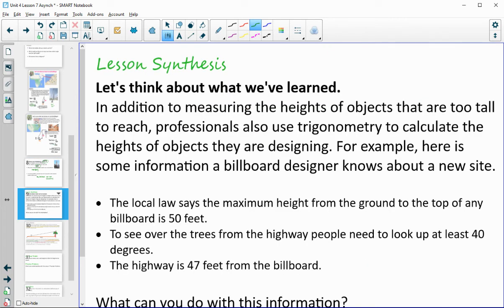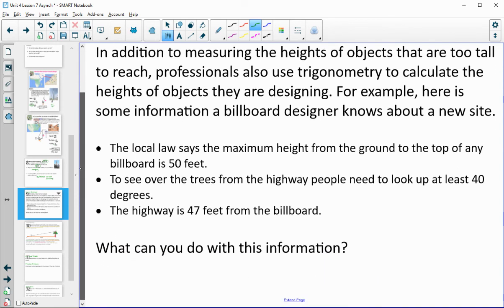All right, so the lesson synthesis, so kind of combining everything we learned. So in addition to measuring the heights of objects that are too tall to reach, professionals do use trigonometry to calculate heights of objects that they're designing. Okay, so here's some different things, some information that a billboard designer would need to know about a new site. So thinking about the local law that states the maximum height that a billboard can be. Thinking about how many degrees a person needs to look up to see over the trees as they're driving so that they would actually see their sign. Okay, and how far the highway is from the billboard.